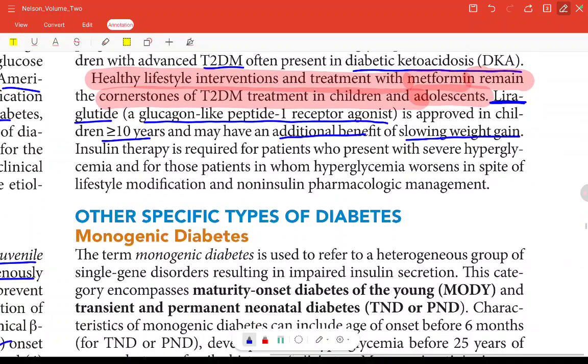Insulin therapy is required for patients who present with severe hyperglycemia and for those in whom the hyperglycemia worsens in spite of lifestyle modification and non-insulin pharmacological management.